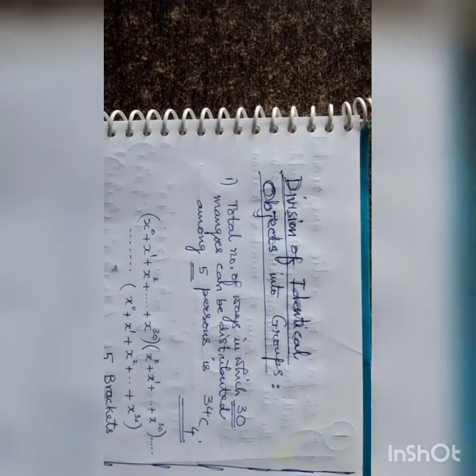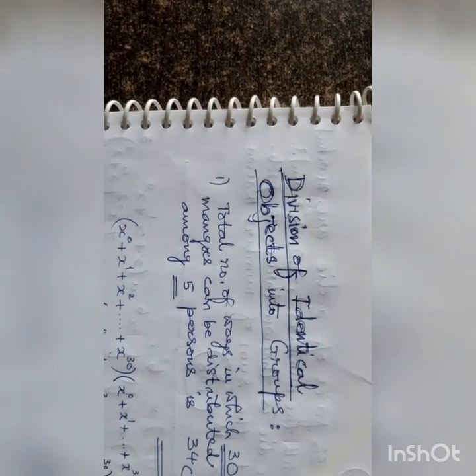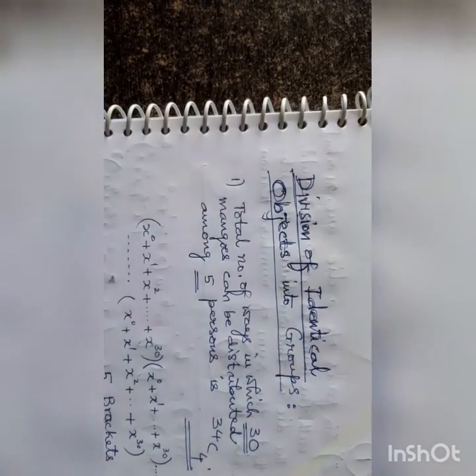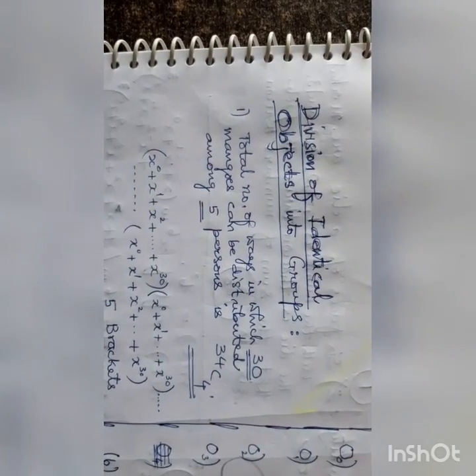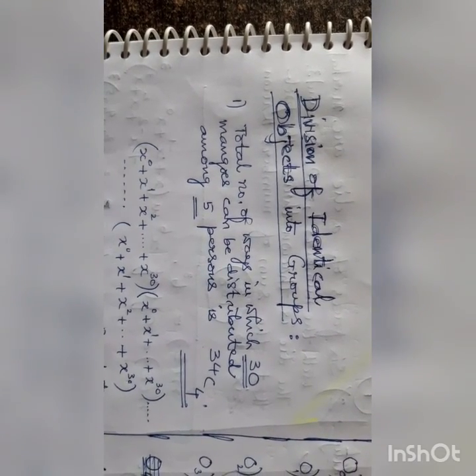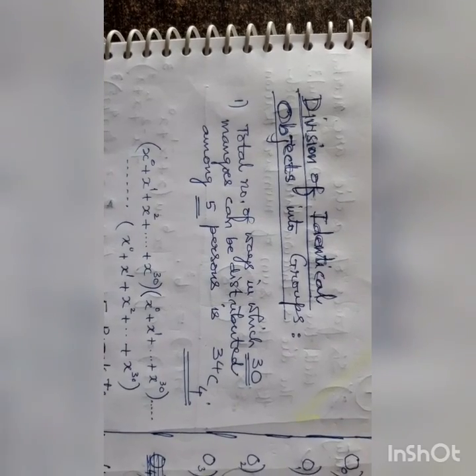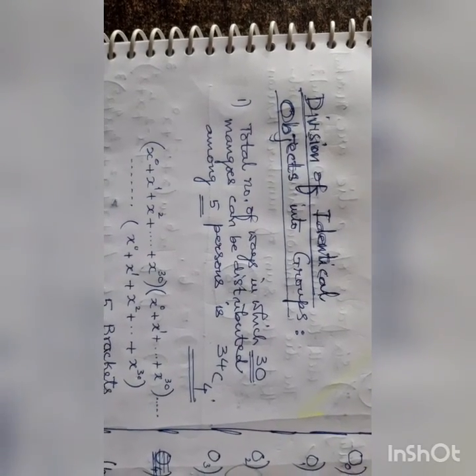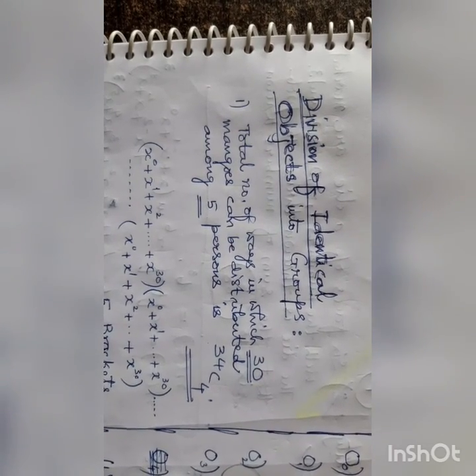Here is one very, very important concept: division of identical objects into groups. Why am I telling all this about combinatorics? Because these permutations and combinations laws, principles and ideas will be applied in probability.